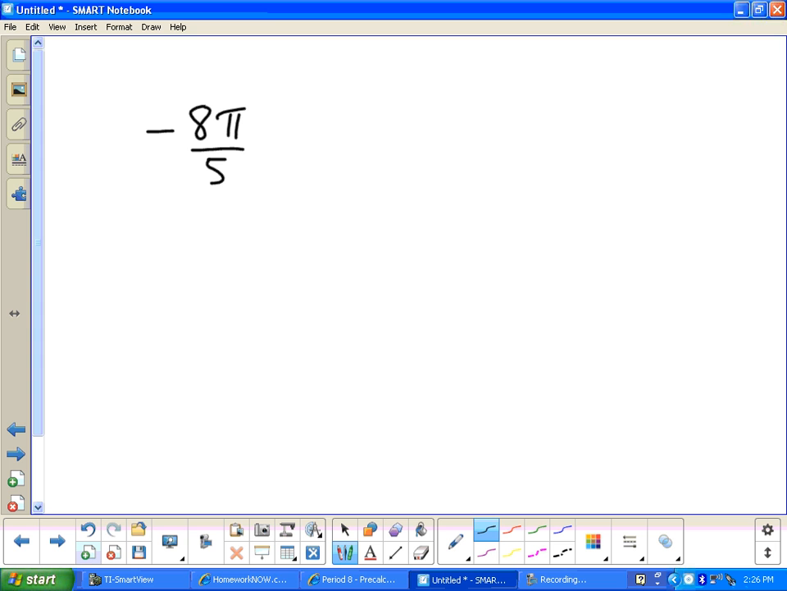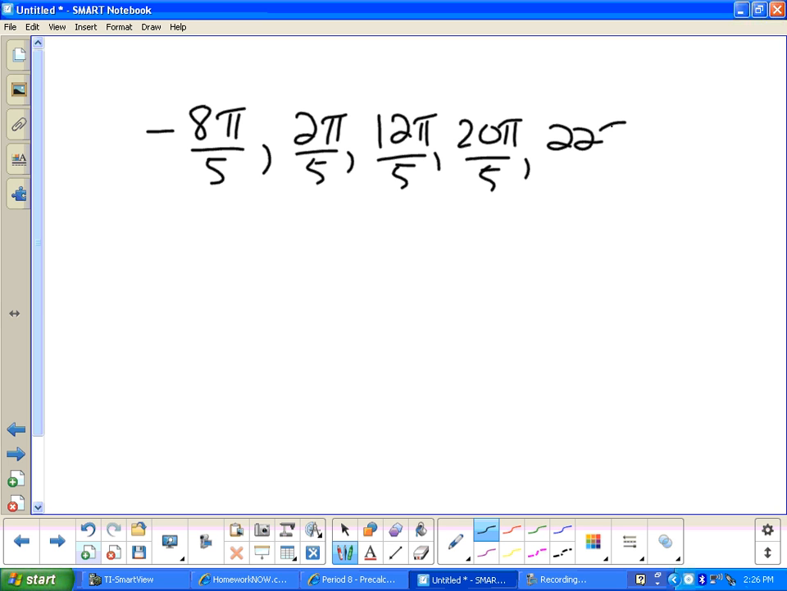So we've got negative 8 pi over 3, we've got 2 pi over 5, 12 pi over 5, 20 pi over 5, and 22 pi over 5. And maybe you can look at it and tell right away which two you've got to be looking at because they're just too close together. Which ones aren't separated by 2 pi?